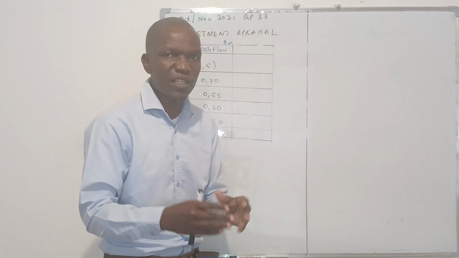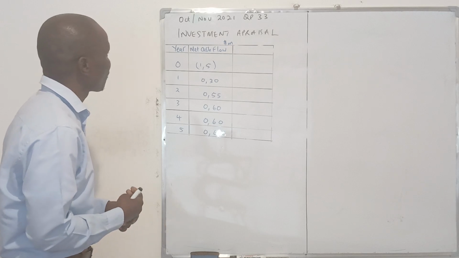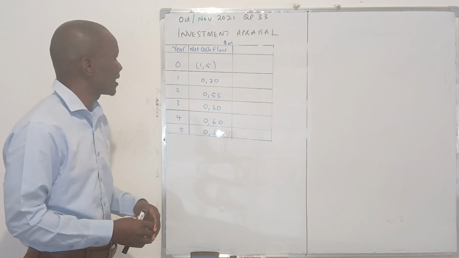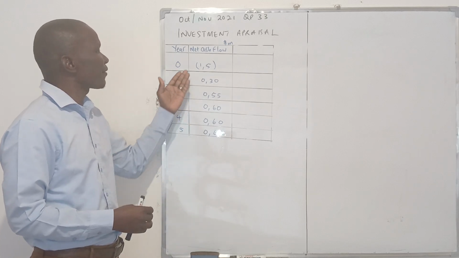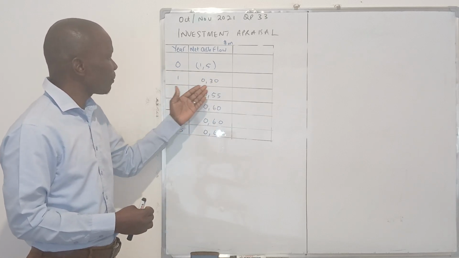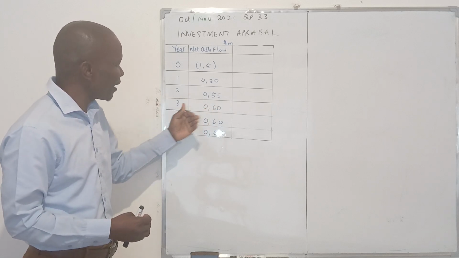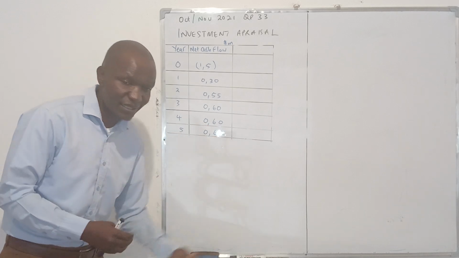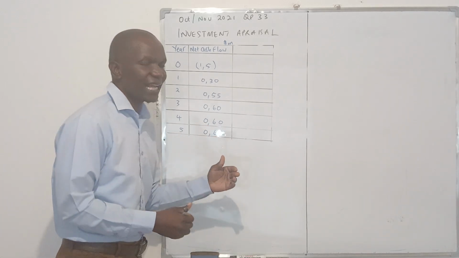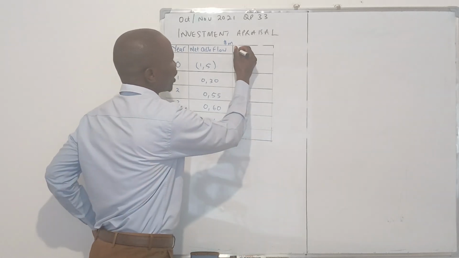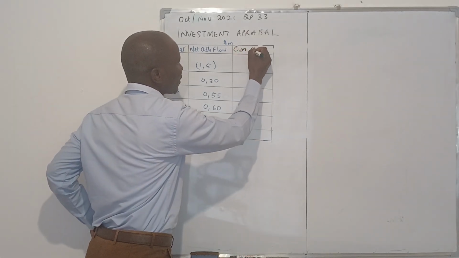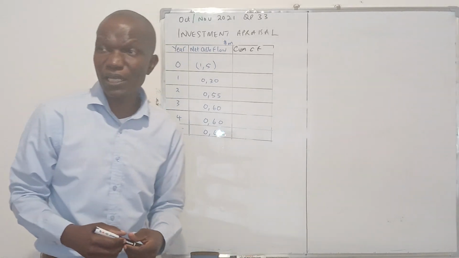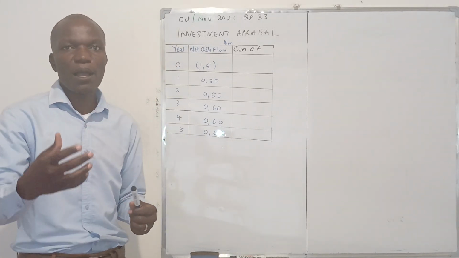So I want us to use the same question from October, November 2021, QP33, the one that we have been using before. From this particular project, you can see that we took out 1.5 in year 0. In year 1, it's going to be giving us 0.30. In year 2, 0.55. In year 3, 0.60. In year 4, 0.60. In year 5, 0.60. So what we do is we simply create another column where we write cumulative cash flow. I actually call it balance.